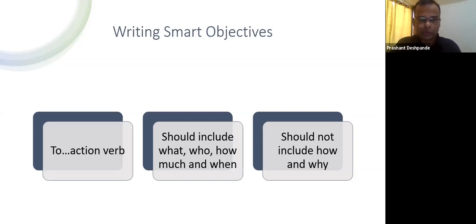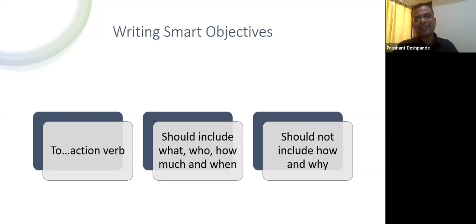So in whom, then how much, like by what quantity it should increase or decrease, and when. So that we have to write. So SMART means what we saw: all these things, the specific, then measurable, then appropriate, realistic, and time bound, should come in that specific objective, and it should start with an action verb.